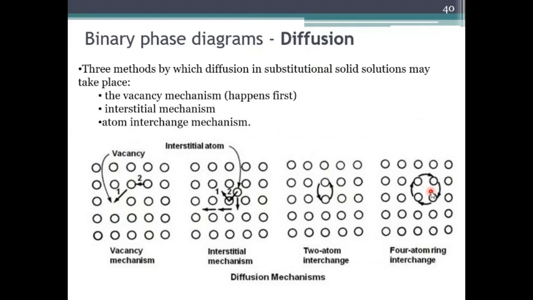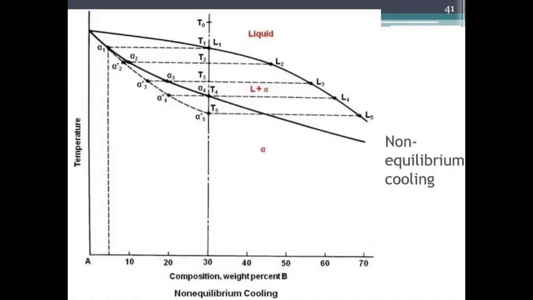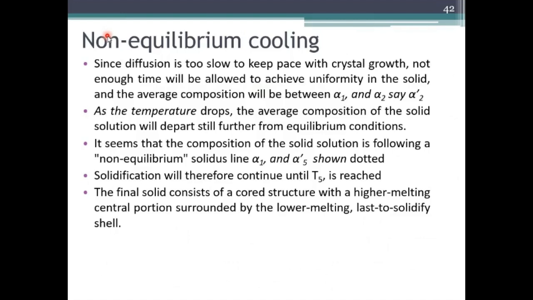So these are the various diffusion mechanisms. This is equilibrium cooling; non-equilibrium cooling we have already seen. What happens in non-equilibrium cooling is that the diffusion is very slow. To keep uniformity in the solid within the time period we have, the average composition can be taken as alpha 1, alpha 2. When the temperature drops, the average composition departs still further.